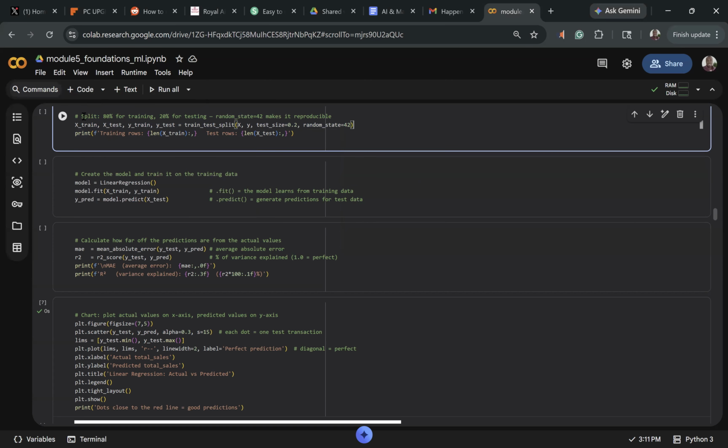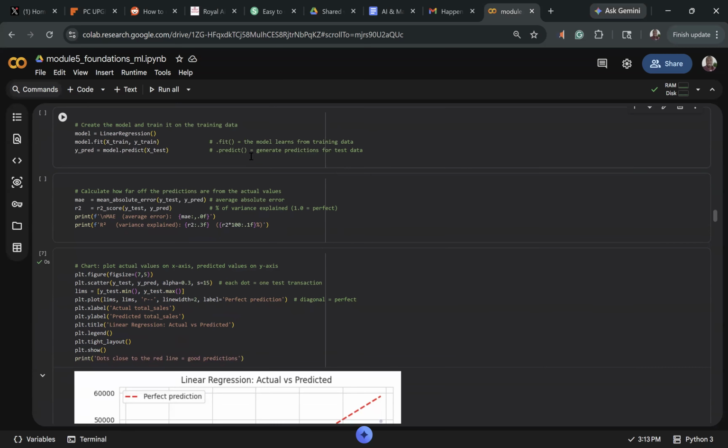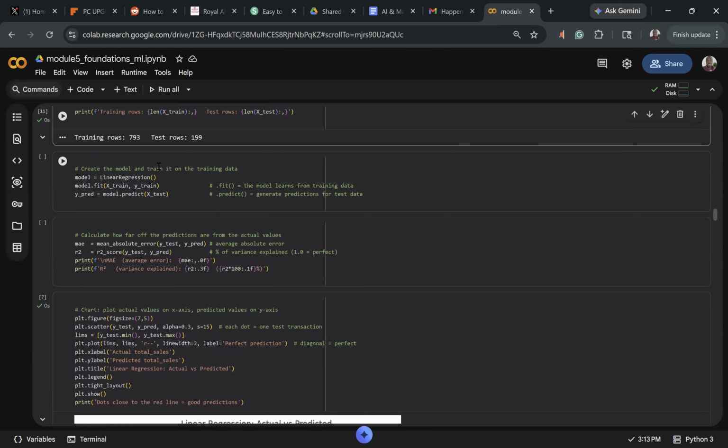So let's try and print this. From what we have, 793 for training, and for testing, we have 199. So anytime you want to do test and train, you can just copy this code here. It will split the data set for you automatically. So now we're going to create the model and train it on the training data.